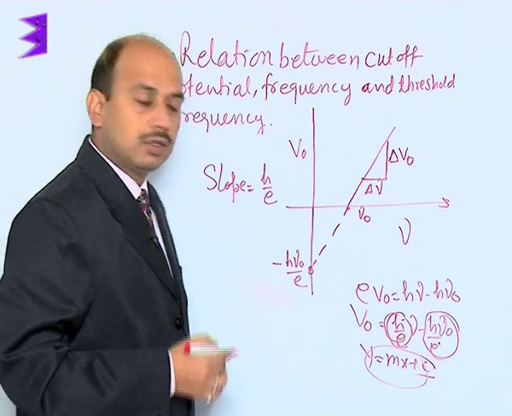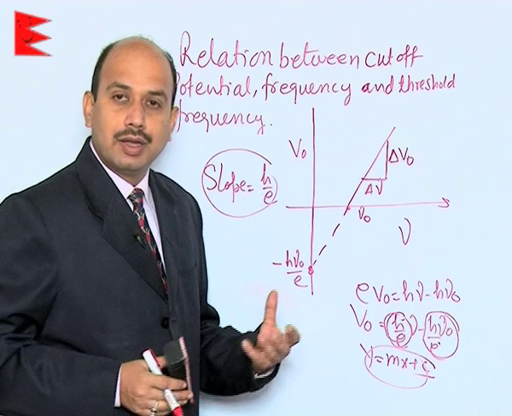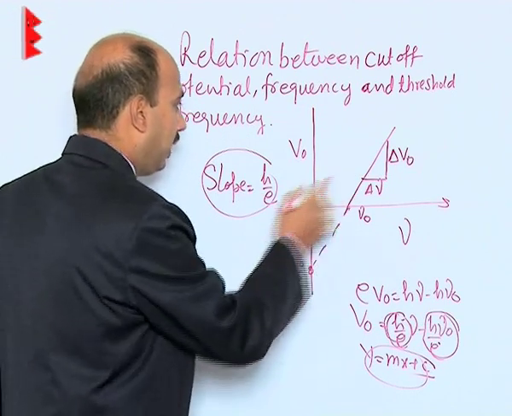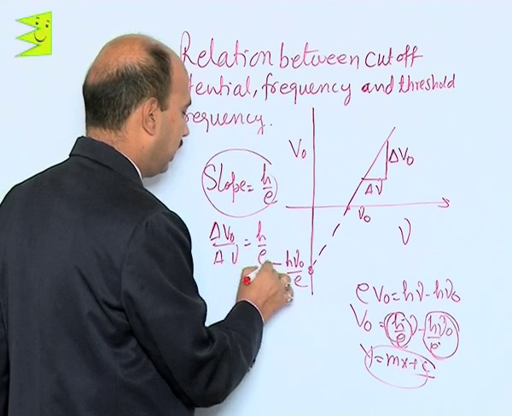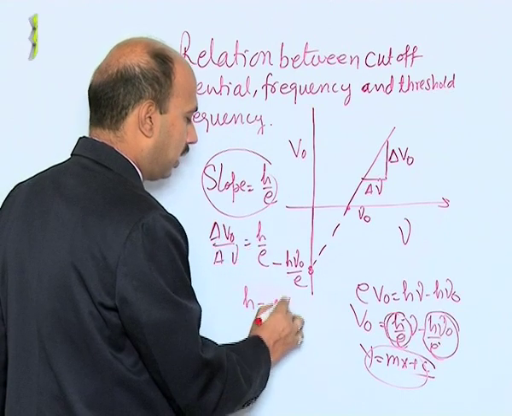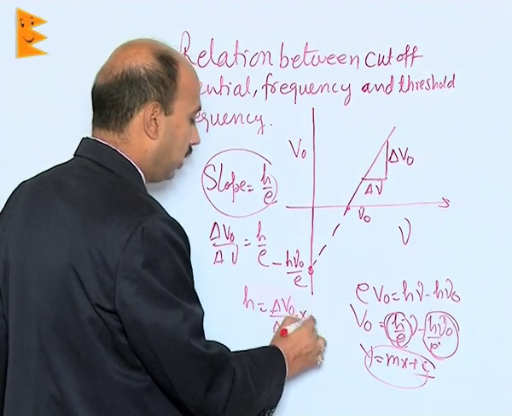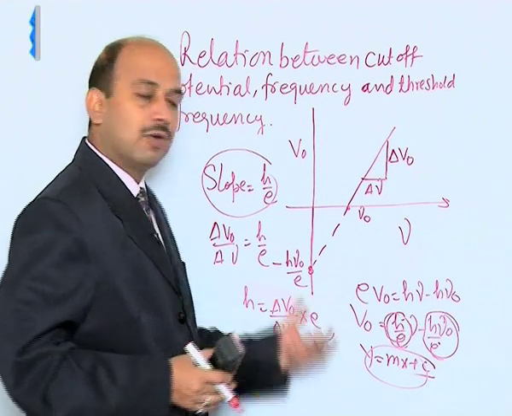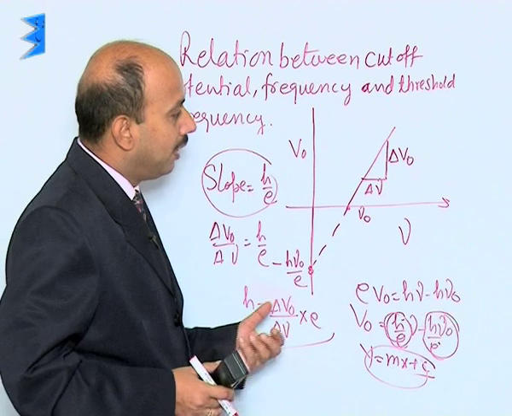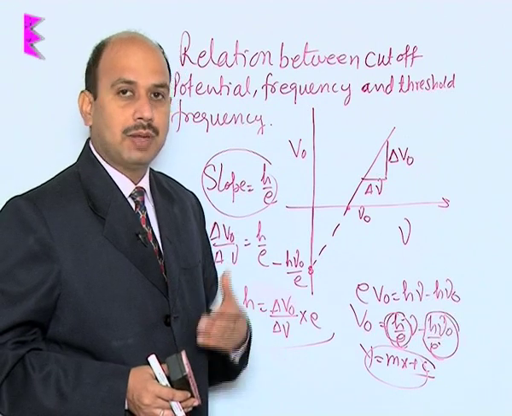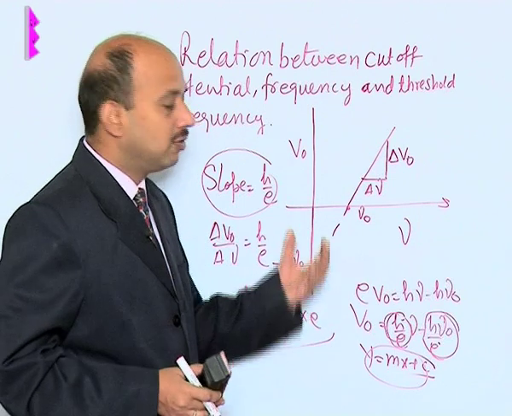So we can calculate the slope from here, and from the slope we can calculate the value of h. So we can also write delta V naught upon delta nu is equal to h by e. So h is equal to delta V naught, that is the stopping potential, upon delta nu, into e. So we can use this graph to calculate the slope, and from the slope we can define the value of Planck's constant. So we can get questions like this in board exams which are based on this graph.